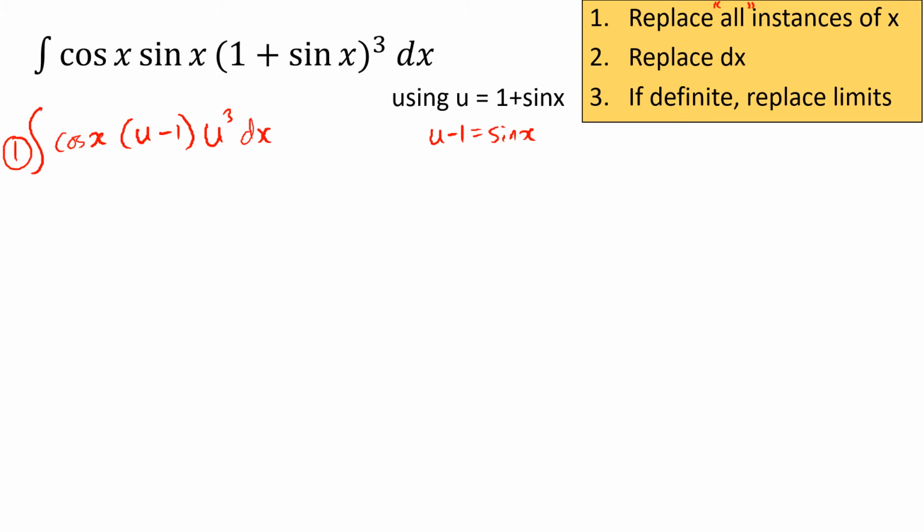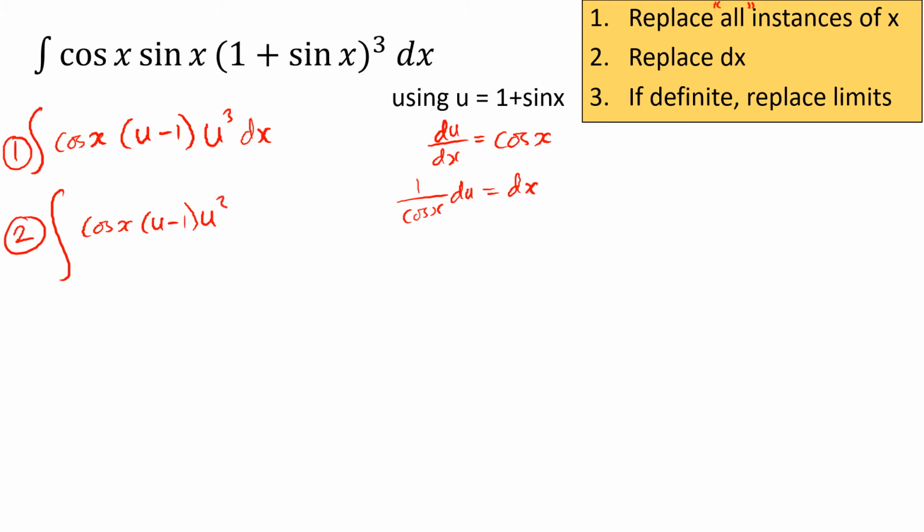Now what we're going to do with that dx? Well, I think the easy thing to find would be du dx. So let's do that. du dx is equal to 1 differentiates to nothing and sin x differentiates to cos x. So in other words, if we swap the dx and the cos x over here, we'll get 1 over cos x du is equal to dx. And this is clever because we can now substitute that in, step 2 let's call this, and we'll have cos x (u minus 1) u cubed and then times 1 over cos x du.